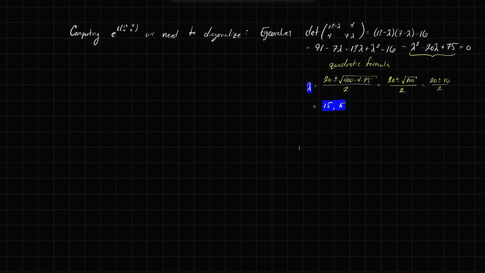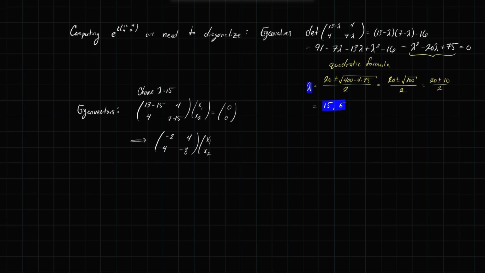I then construct the eigenvectors. Which I'm just going to compute by taking 13 minus lambda, so we'll choose lambda is 15 first: 13 minus 15, and then 4, 4, 7 minus 15 on x1, x2 equals 0, 0. That sends me to the matrix 13 minus 15 is negative 2, 4, 4, and negative 8 on x1, x2 equals 0, 0. Horizontally, I have negative 2x1 plus 4x2 is 0, and I have 4x1 minus 8x2 is 0. Both are telling me the same thing.